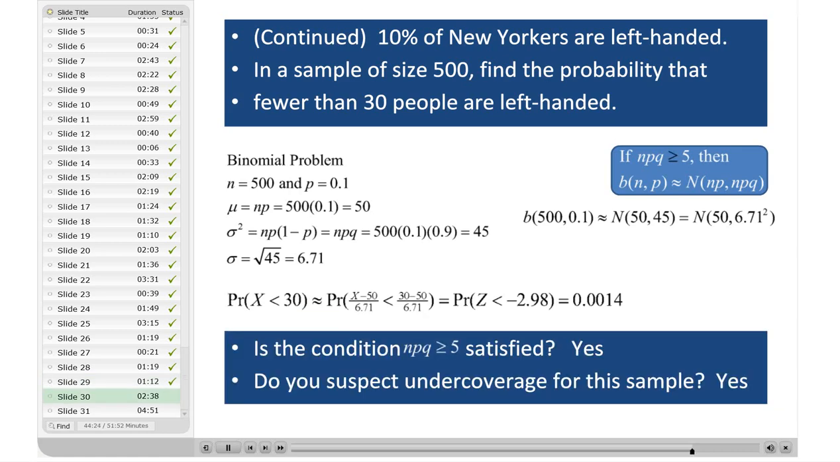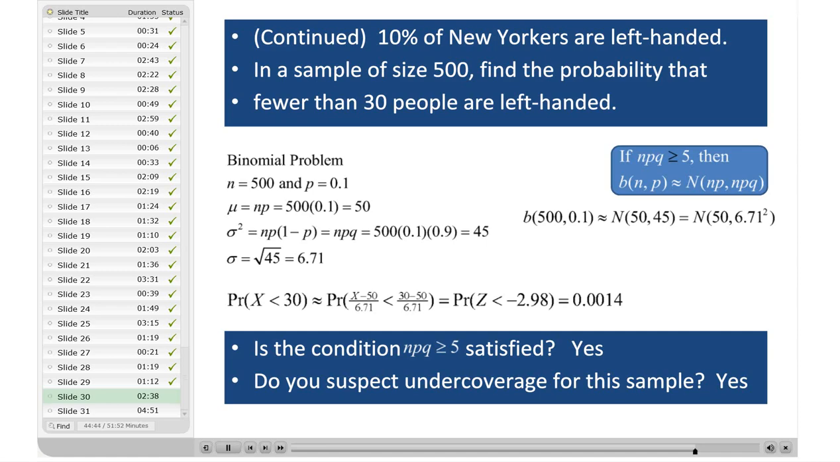Now we're faced with a couple of follow-up questions. The first one says, is the condition npq greater than or equal to 5 satisfied? And by the way, I just want to point out there was a typo on the previous slide. The previous slide said npq is greater than 5, but that should have said greater than or equal to. So that's what the condition is.